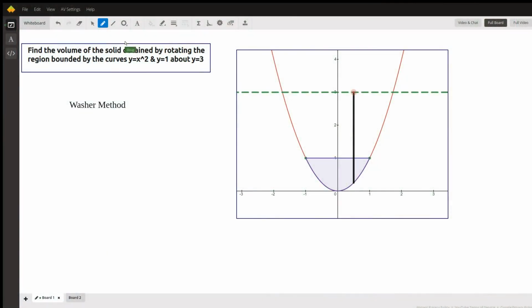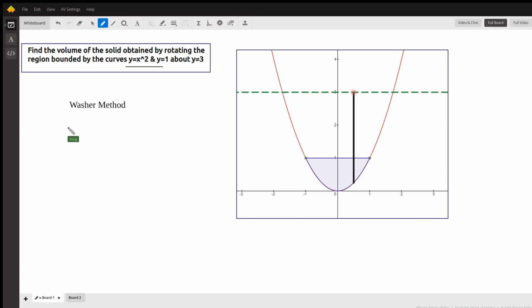Okay, this video is going to show you two different ways to solve this problem: one using the washer method, one using the shell method. We'll set up the definite integrals. I'll post a link to a Desmos graph where you can check your work.